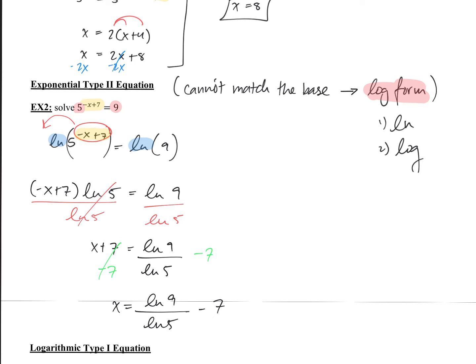Some professors would like you to actually subtract these two fractions together. I'm not going to be too picky about this, but if you wanted to, you could just go ahead and build up the bases. So then that means x would equal natural log of 9 minus 7 ln 5 over ln 5. So these two are considered equivalent ways of writing your answer.